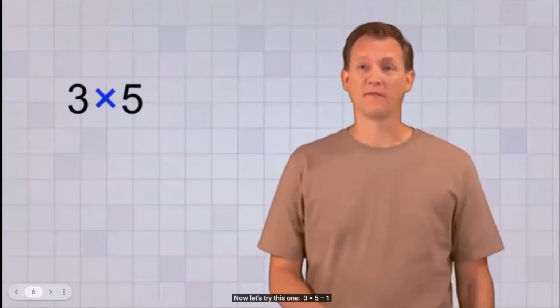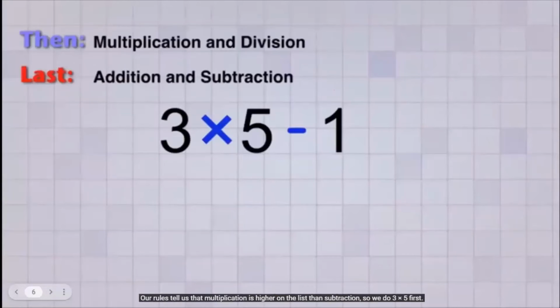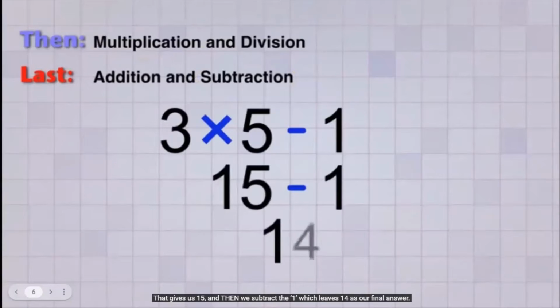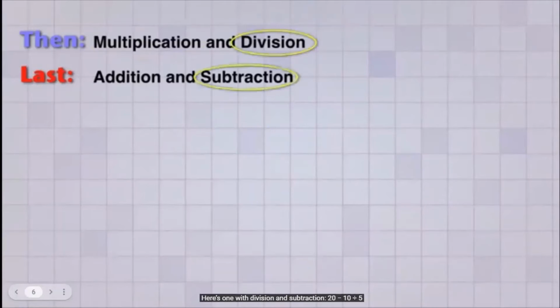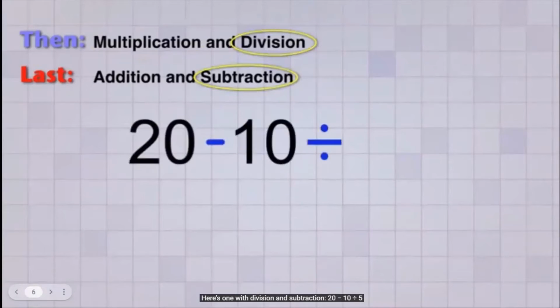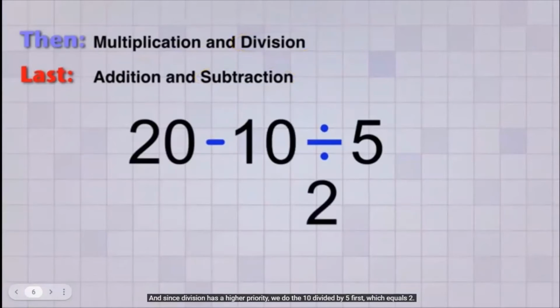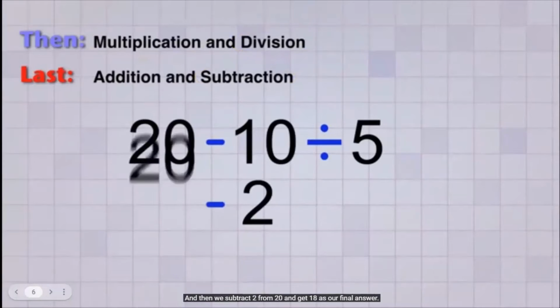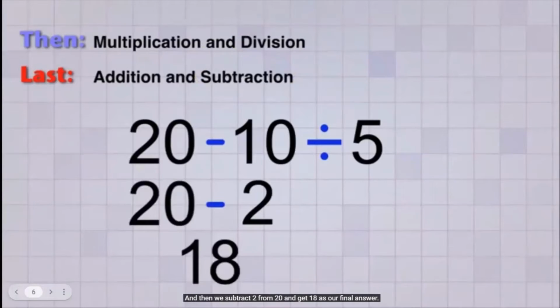Now let's try this one. 3 times 5 minus 1. Our rules tell us that multiplication is higher on the list than subtraction, so we do 3 times 5 first. And that gives us 15, and then we subtract the 1, which leaves 14 as our final answer. Here's one with division and subtraction. 20 minus 10 divided by 5. And since division has a higher priority, we do the 10 divided by 5 first, which equals 2. And then we subtract 2 from 20 and get 18 as our final answer.